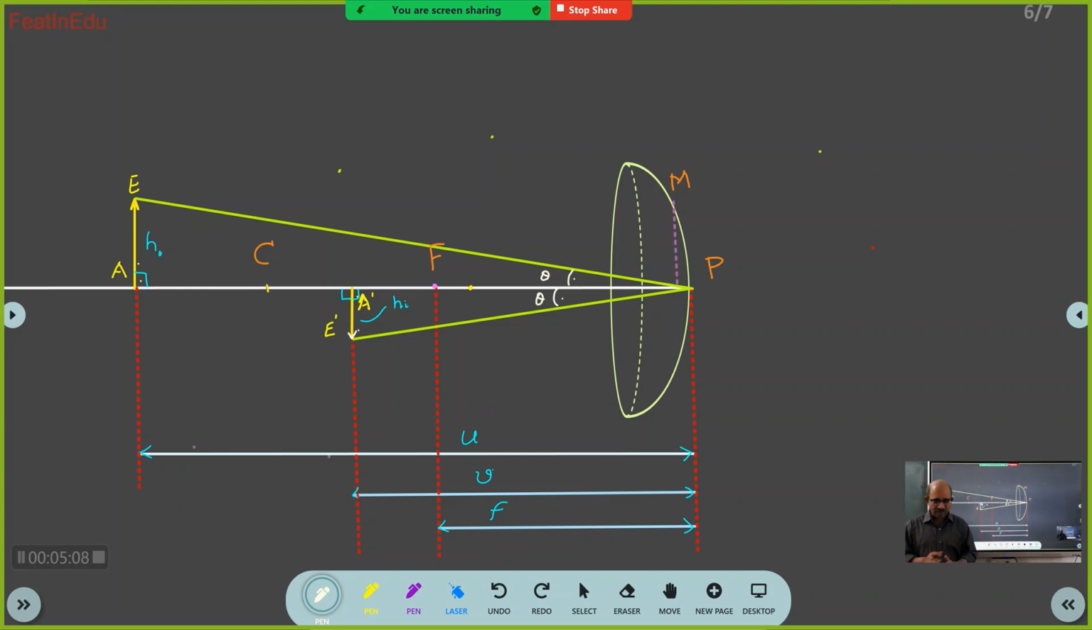Now, I think you have not yet studied similar triangles. Very easy concept. If two triangles are similar, see now.